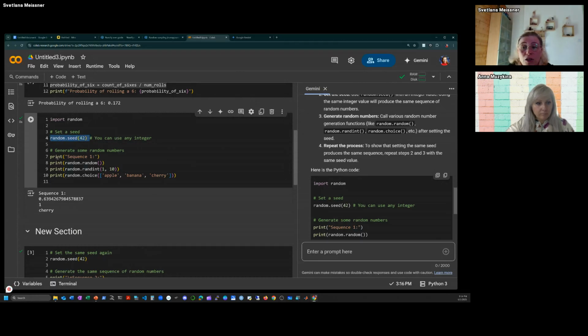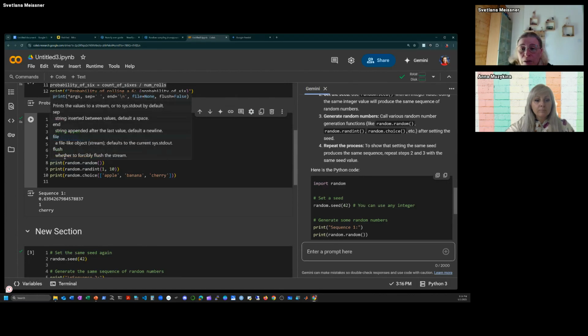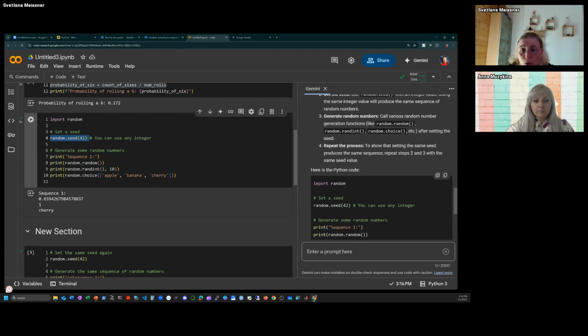And then after that, I'm generating, so print, so sequence once, print random numbers. You see here random numbers, usually if you call this function, it's one random number from 0 to 1. And at the moment we have 0.63, and this many numbers after the point.